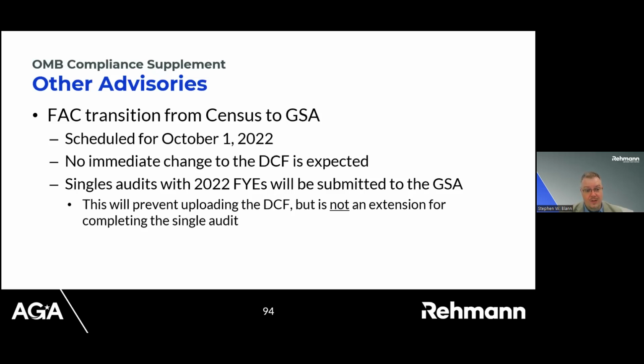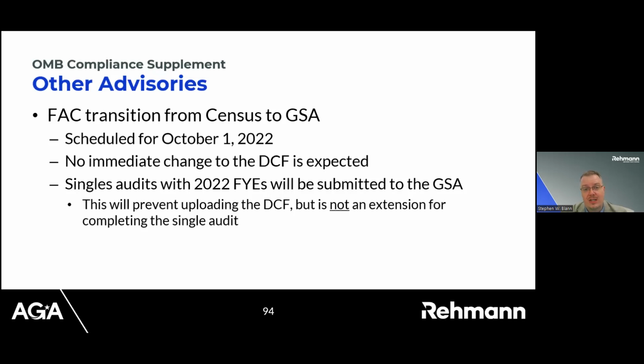So right now, single audits with fiscal year 2022 year ends are supposed to be submitted to the new system. The Census Bureau won't take anything after 21, but the new system isn't up yet and isn't expected to be up until at least October. And so we're probably going to see an extension on filing the data collection forms ultimately issued this year. But right now they're saying they're not going to issue an extension for completing the single audit.